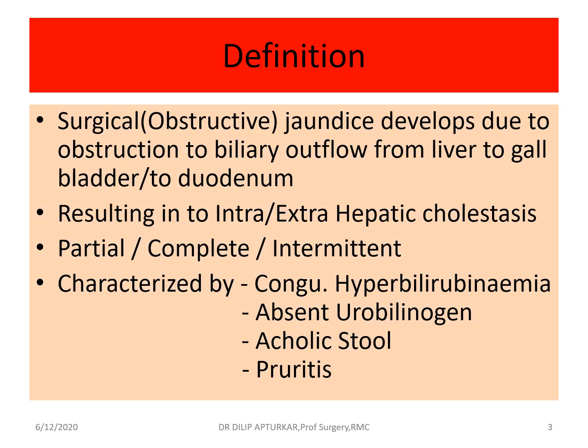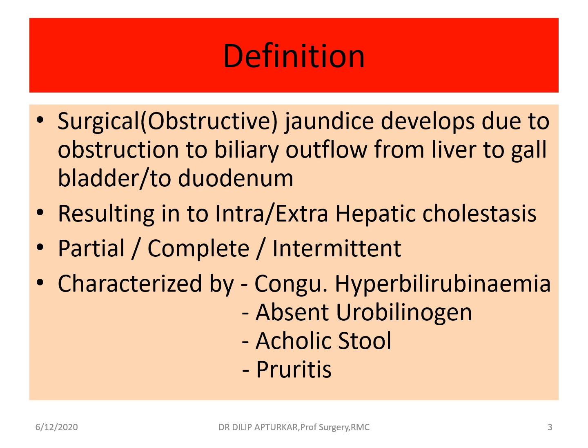Now, how to define surgical jaundice? It is also called as obstructive jaundice. It is also termed as cholestatic jaundice. Surgical jaundice develops due to obstruction to biliary outflow from liver to gallbladder and or to the duodenum. So the bile is not reaching to the duodenum in obstructive jaundice. It results into intra or extrahepatic cholestasis.